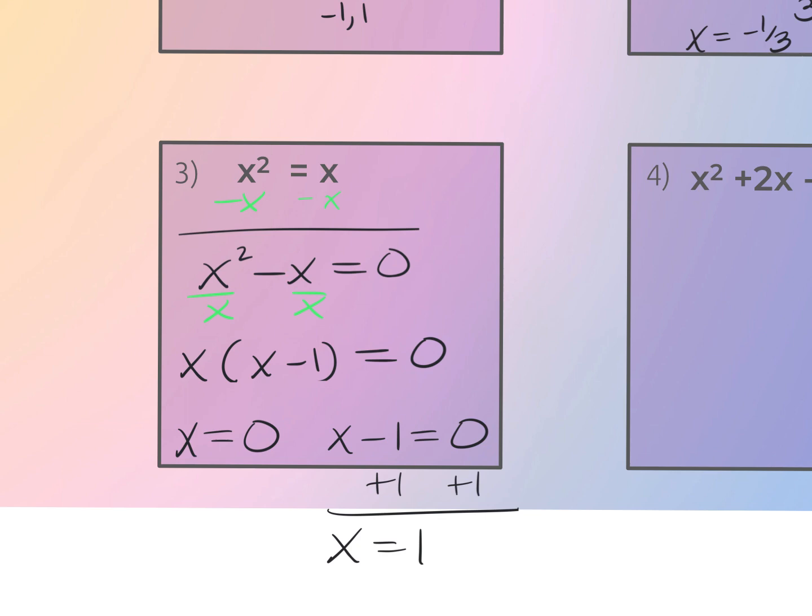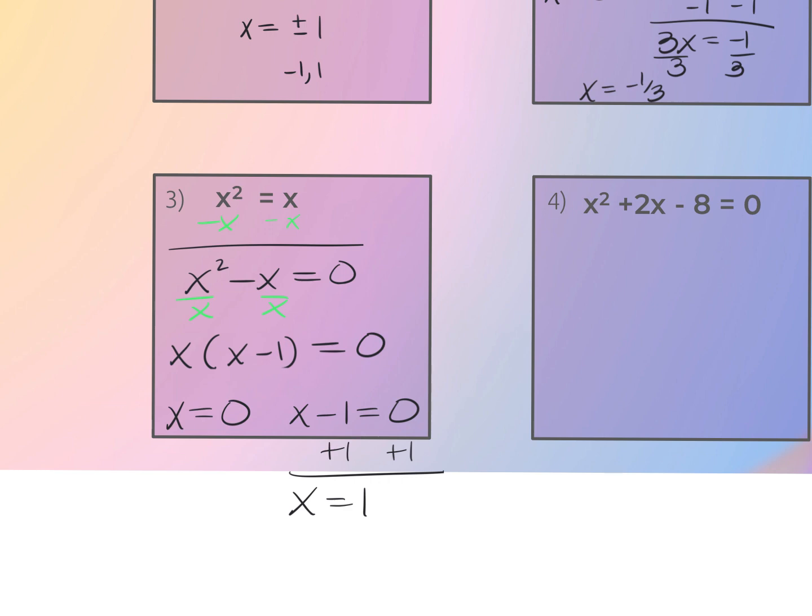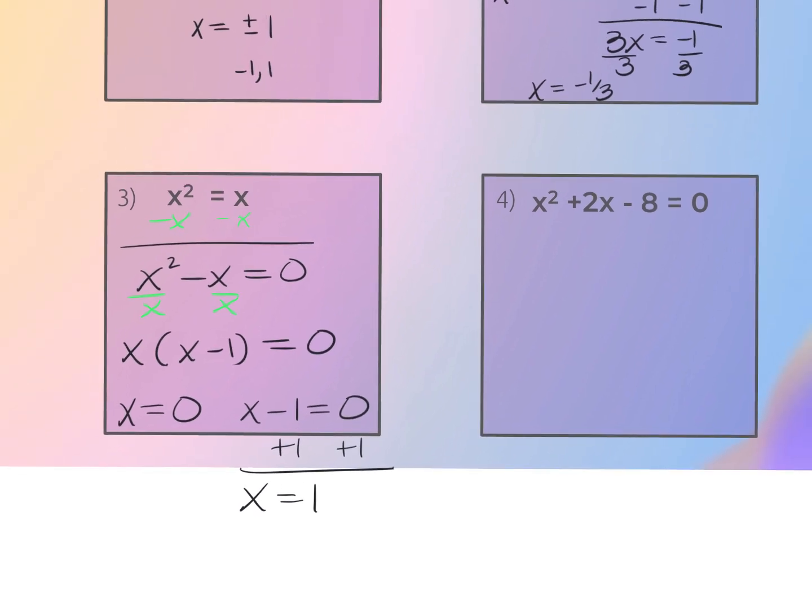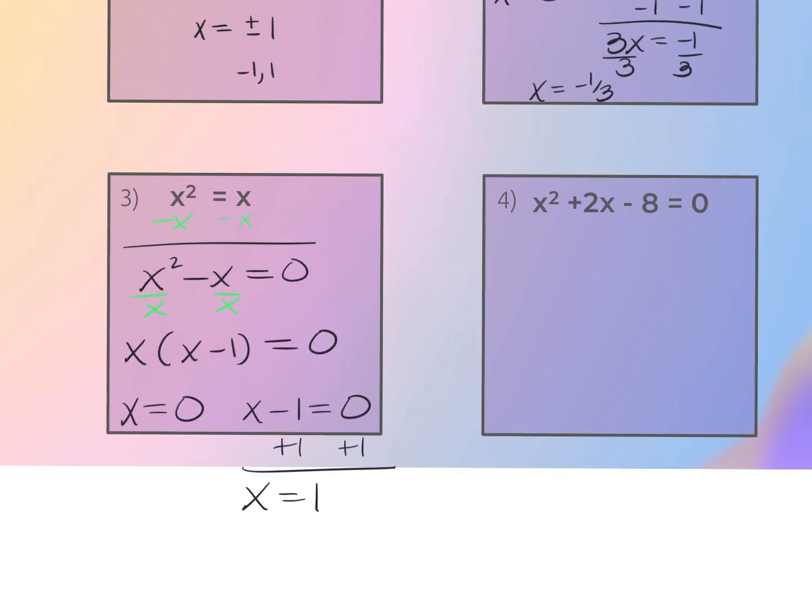So these were nice and easy. They were just GCFs. Now we actually have a trinomial that needs to be factored. So on this one, I am looking for factors of -8 that when I add them will give me a positive 2. And those factors of -8 will be positive 4 and -2. When it's the nice, easy trinomial, I don't have to factor by grouping.